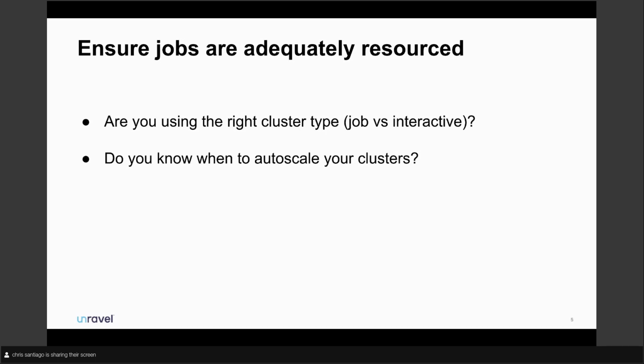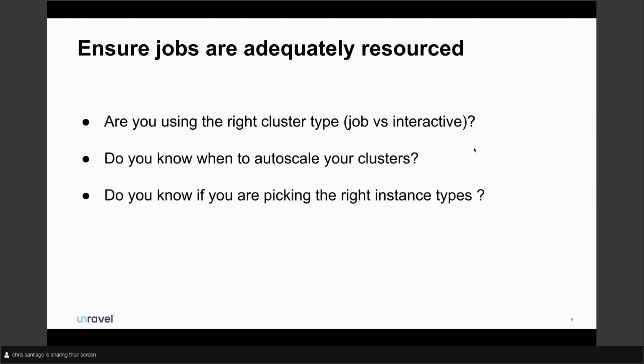And so you do want to be in the ballpark of what that minimum is, what that maximum is. And the only way to do that is if you have a clear understanding of what should be the minimum, what should be the maximum, right? So when used correctly, auto scaling can be very useful, and you can use it to your advantage. Last but not least, do you know if you're picking the right instance types? Where this is coming from is when you're creating your clusters, whether they're interactive clusters or job clusters, you also have the ability to select the specific VMs, right?